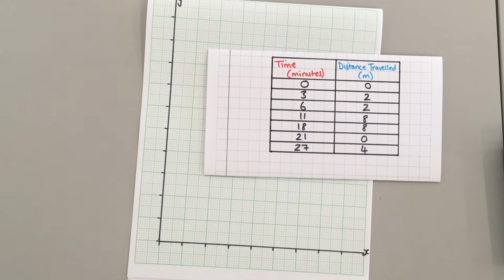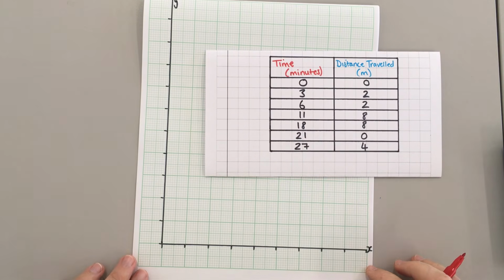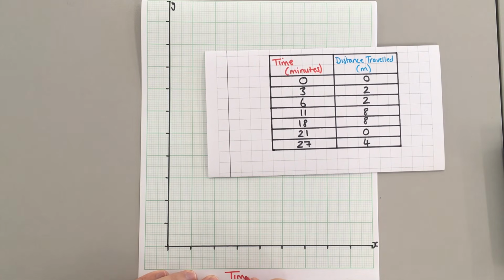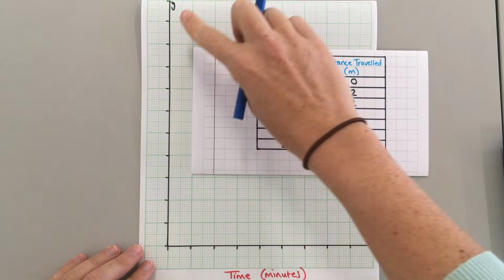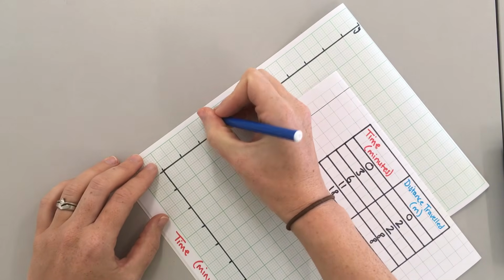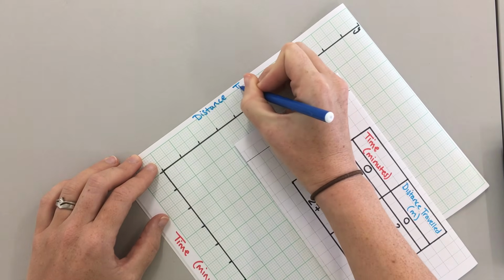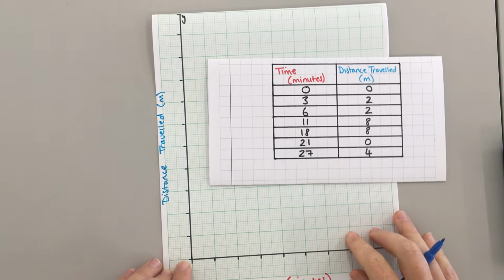So the next thing I need to do is label my axes. The independent variable, found in the left-hand column of a results table, always goes on the x-axis. So I'm going to write time and the units in minutes. My dependent variable, found in the right-hand column, goes up the y-axis, the thing that I'm measuring, and that's the distance travelled. And again, always putting my units, meters in brackets.